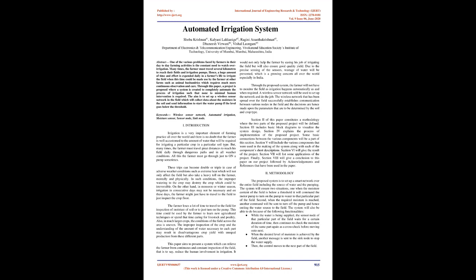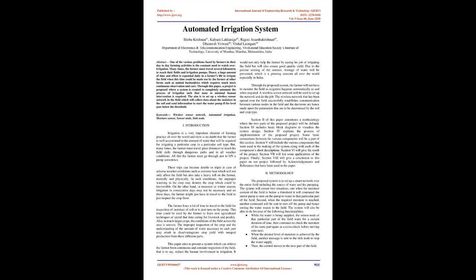It would not only help the farmer by easing his job of irrigating the field but will also ensure good quality yield. Due to the precise sensing of the sensors, wastage of water will be prevented, which is a growing concern all over the world, especially in India. Through the proposed system, the farmer will not have to monitor the field as irrigation happens automatically as and when required. A wireless sensor network will be used to set up the network and do the job. The wireless network that has been spread over the field successfully establishes communication between various nodes in the field, and the decisions are hence made upon the parameters that are to be determined by the soil and crop type.